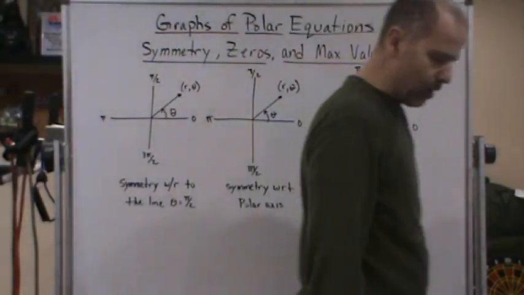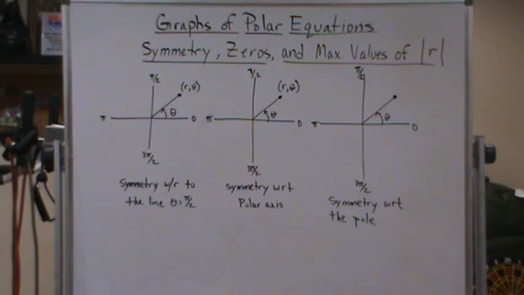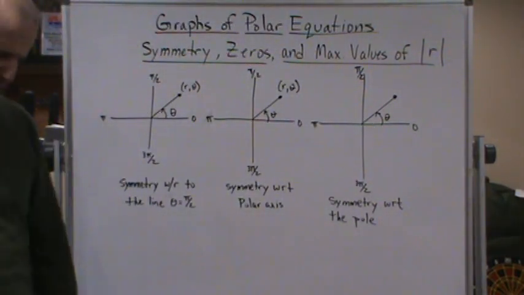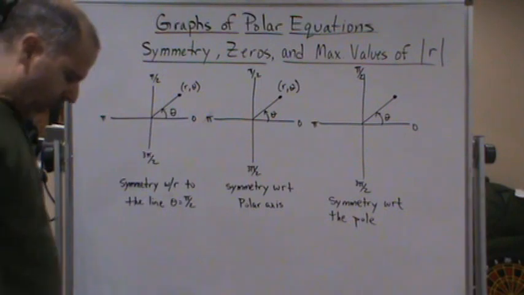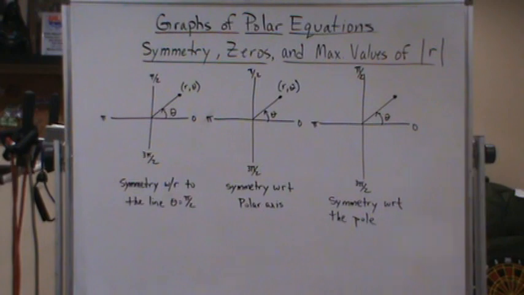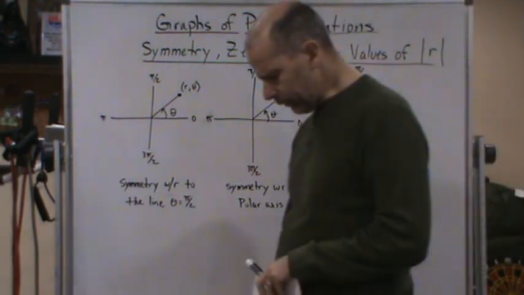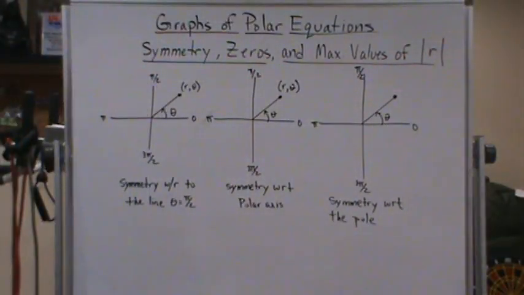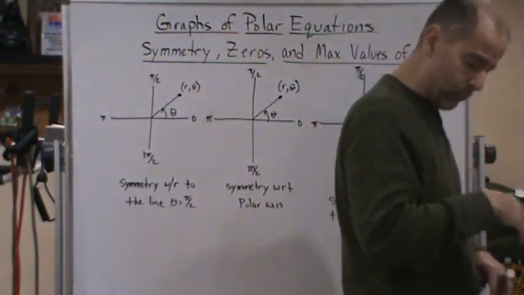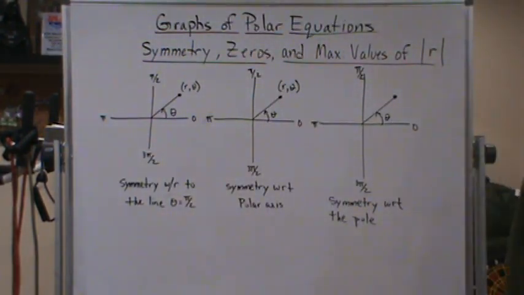Okay, welcome, and now we're going to start talking about symmetry, zeros, and maximum values of the absolute value of r. Okay, so if we notice in the last example that we did, we saw that not only did we trace the circle twice, going from 0 to 2 pi, but also notice that it had symmetry with respect to the line pi over 2. And so if we would have known about the symmetry beforehand, we would have been able to plot this with plotting less. We would have been able to get away with plotting less points.